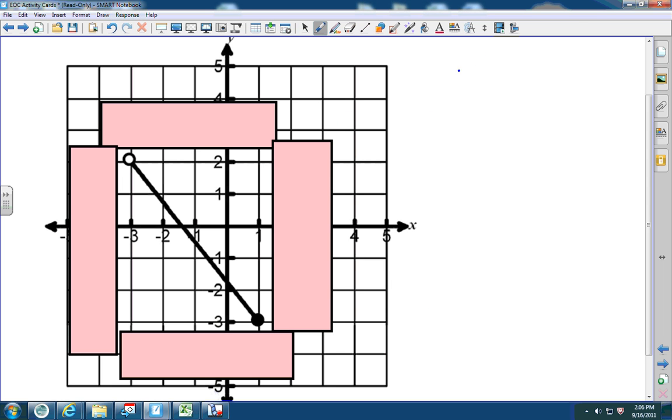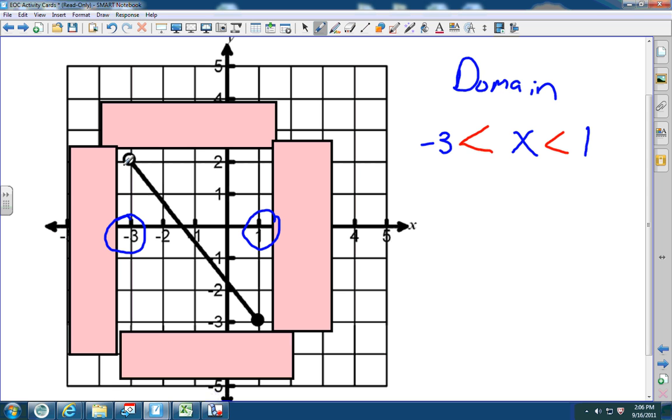All right, domain is my x. My x goes left to right. The farthest out here it goes is -3. The farthest to the right is 1. My symbols are going to point to the left. This is non-shaded, so I leave it alone. This one is shaded. I'm going to put the equal to.